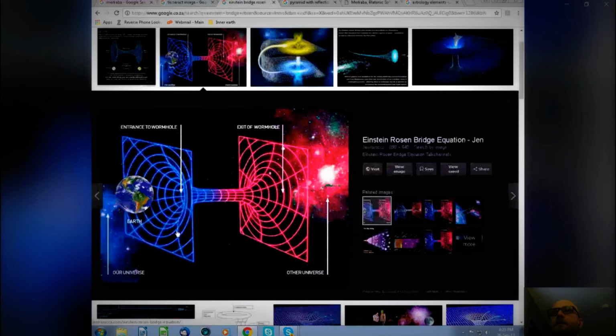Mathematics is explaining it, but it doesn't quite give us the secrets. We're moving from one dimension into another dimension. These are the wormholes that we're talking about. This is under the title of the Einstein-Rosen bridge. These are interdimensional travel.